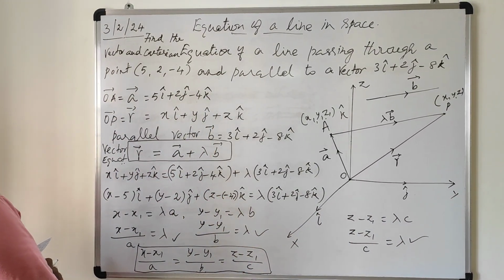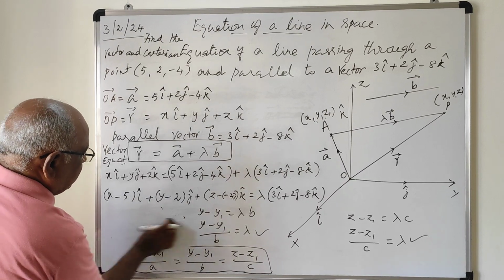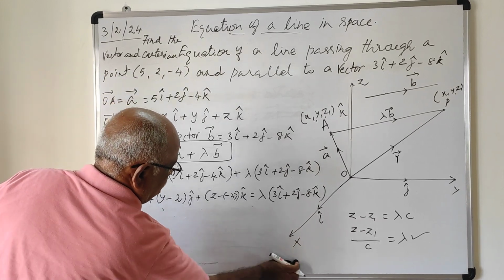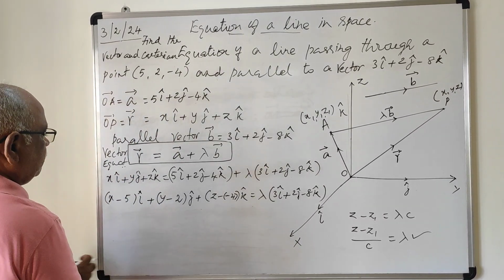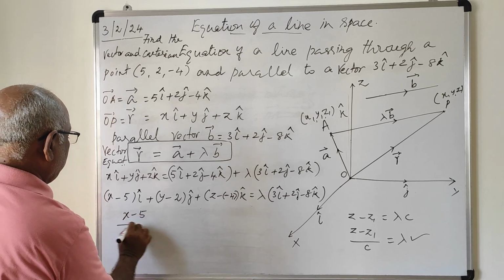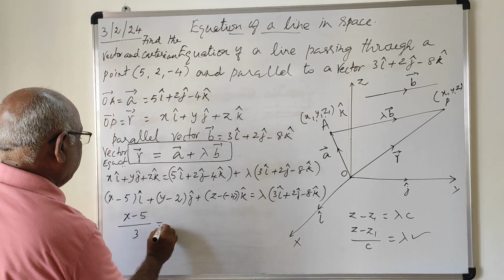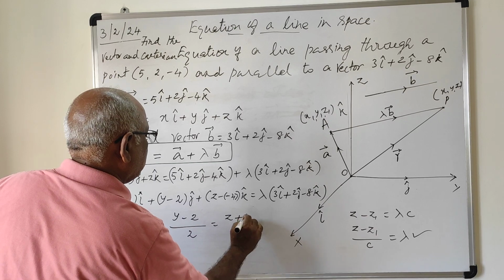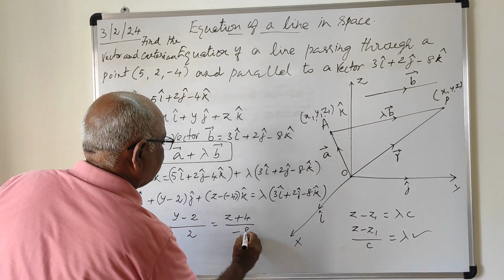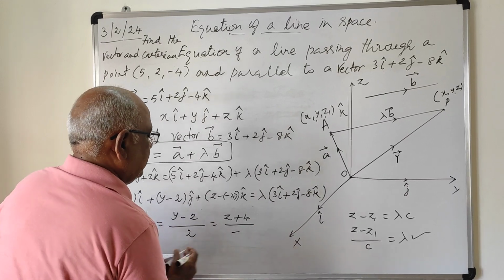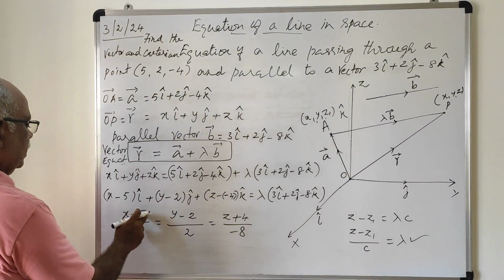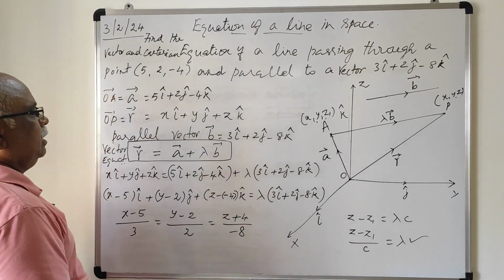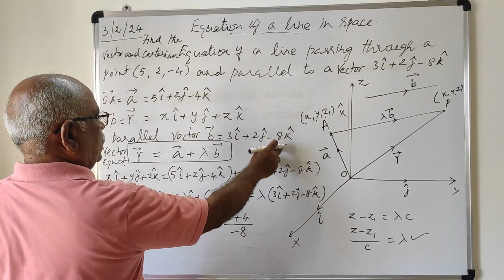This is x minus x1. From this you can rewrite it as x minus x1 by a, where a is 3, b is 2, c is minus 8. So in this equation you can substitute: x minus 5 by 3, equal to y minus 2 by 2, equal to z minus of minus 4, that is z plus 4, by minus 8. So a is 3, b is 2, c is minus 8.